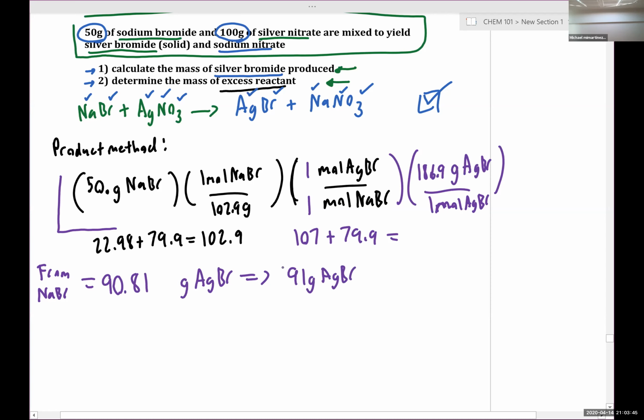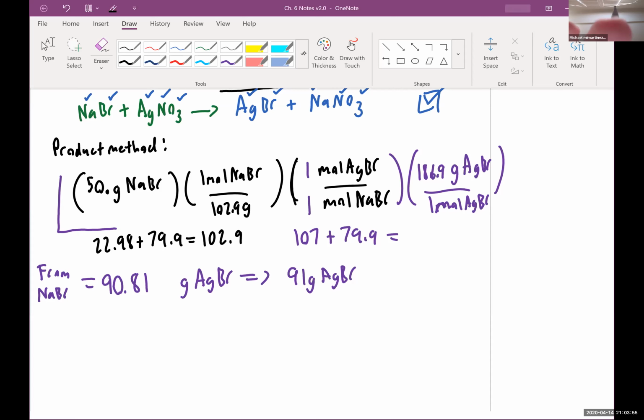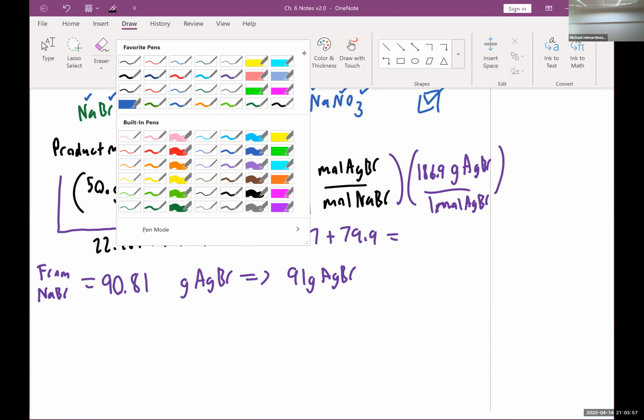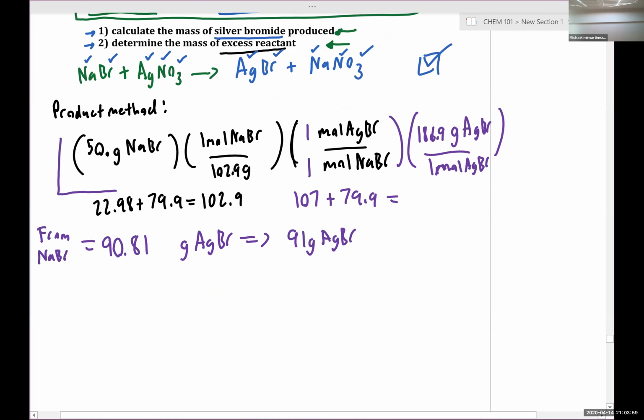Are we done? Can we just say we made 91 grams of silver bromide and call it a day? Would that be a complete answer? No. We haven't checked to see if silver nitrate is limiting. So starting off, we have 100 grams of silver nitrate. And we know that in 1 mole of silver nitrate, we have how many grams?